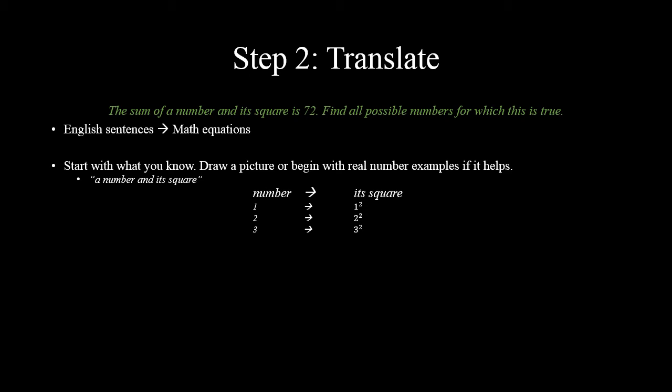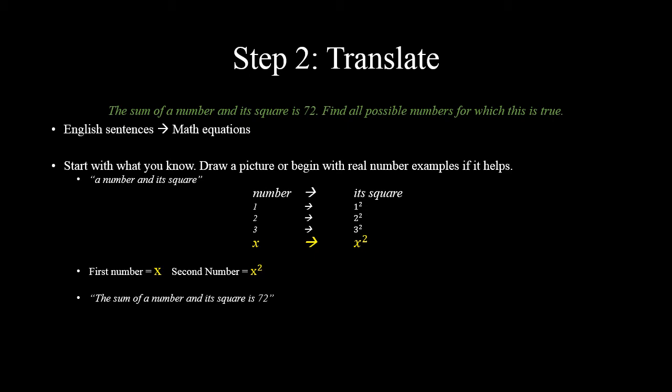Okay, I'm starting to see a pattern. Let's look at number 3. My number is 3, its square is 3 squared. I'm starting to see this pattern now of how to take my number and its square. Well, what did we label our variable in the first step? We labeled it x. Our first number was x. So if our number is x, then its square must be x squared. I have now translated that phrase, a number and its square, to math, x and x squared. My first number we called x, so my second number must be x squared. There's my pair of numbers.